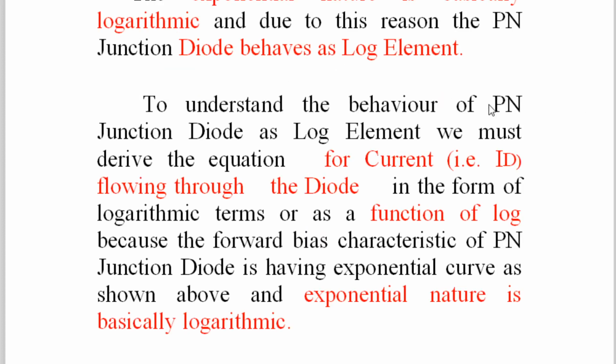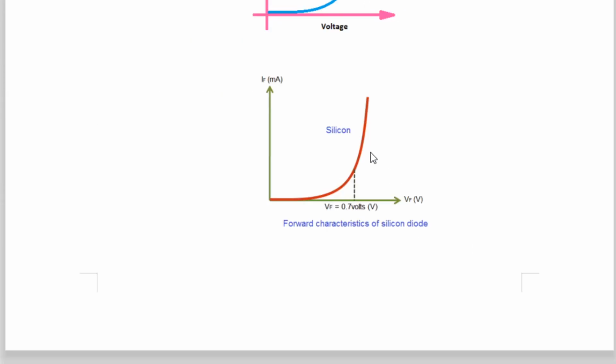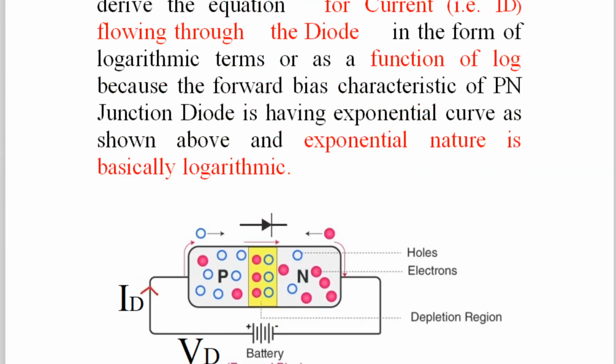To understand the behavior of a PN junction diode as a log element, we must derive the equation for the diode current ID, the current flowing through the diode, in the form of logarithmic terms or as a function of log, because the forward bias characteristics of a PN junction diode have an exponential curve as shown above, and exponential nature is basically a logarithmic nature. This exponential nature is very important for us.